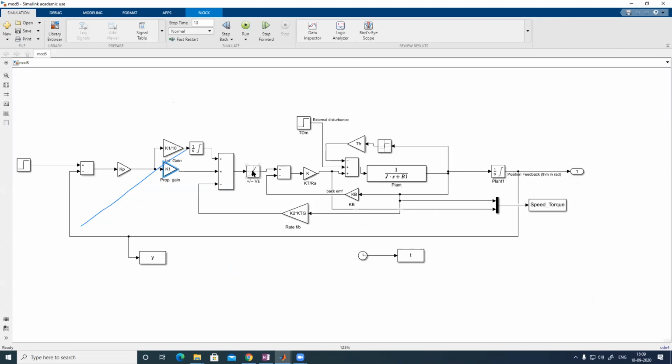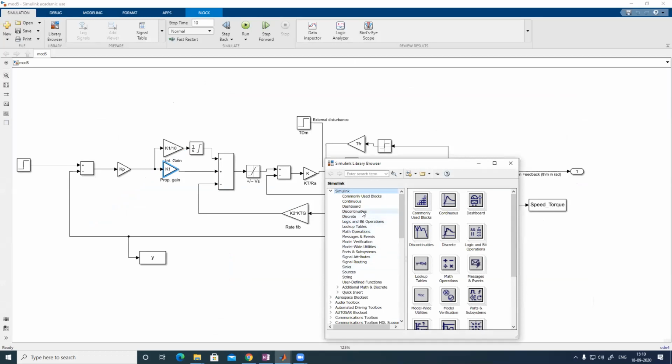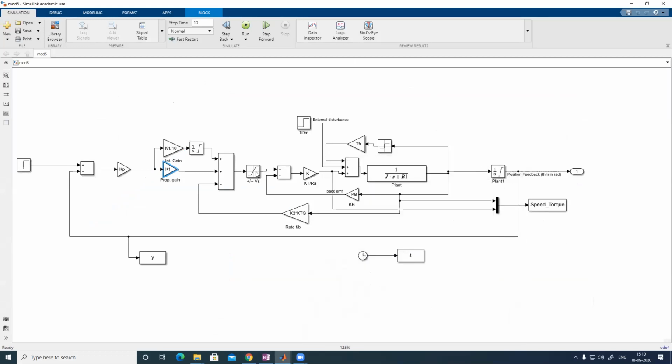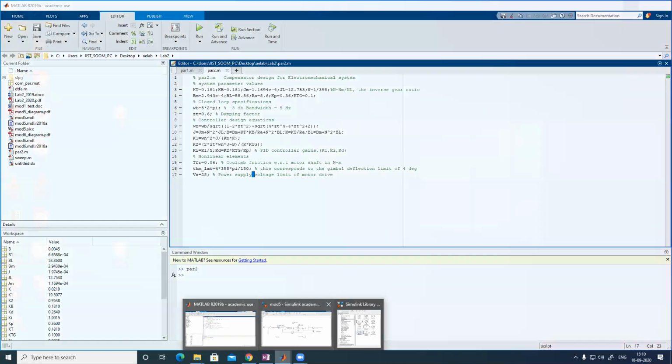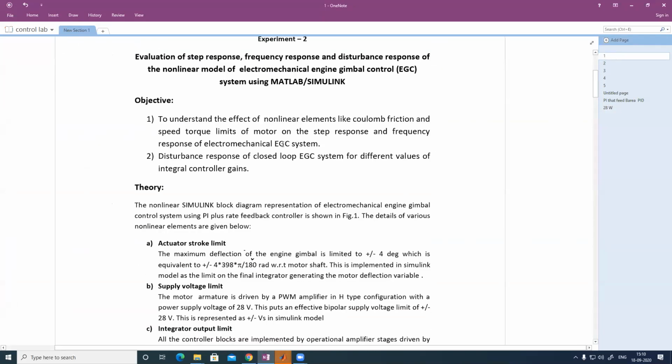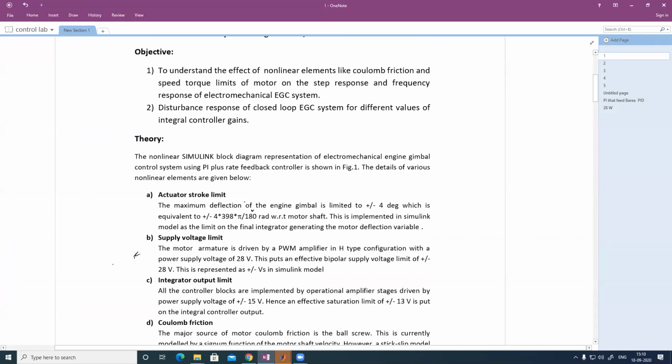So here is a saturation block. This is in the discontinuous block. In the discontinuous block there is a saturation, and the voltage limit for this saturation is plus or minus 28 volt. That is the voltage capacity of the motor. So that is the second nonlinearity mentioned here, supply voltage limit.